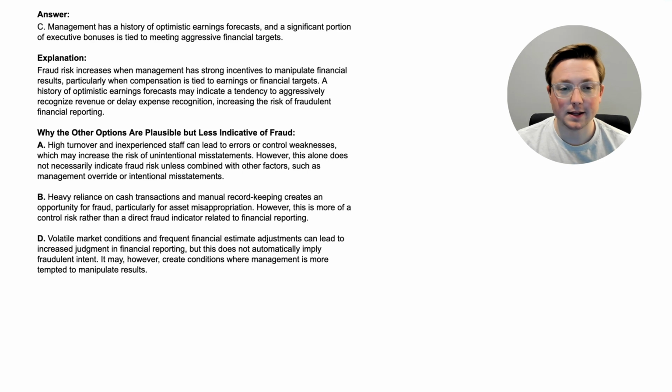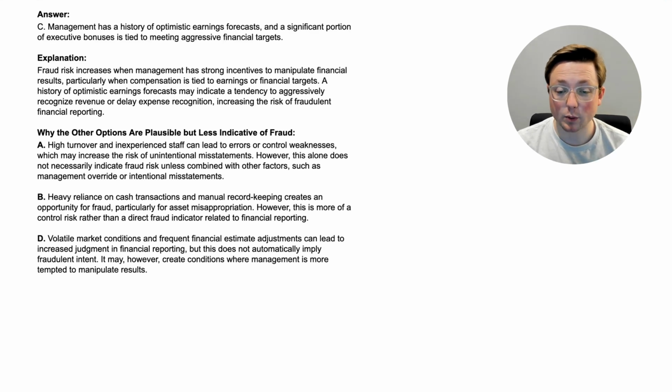All right, here we are at the answer, C. Management has a history of optimistic earnings forecasts, and a significant portion of executive bonuses is tied to meeting aggressive financial targets. So that is something that the auditor definitely is going to notice and say, that's going to increase fraud risk. That's going to increase the risk of material misstatement because of fraud. So let's read through the explanation.